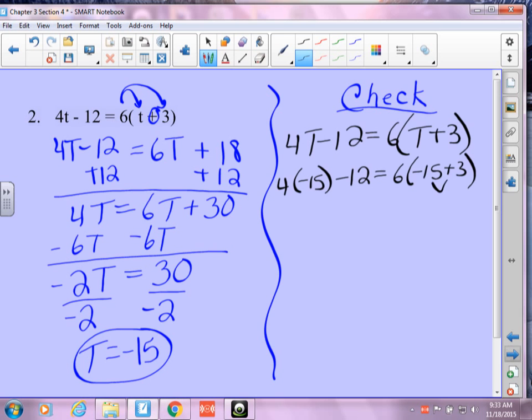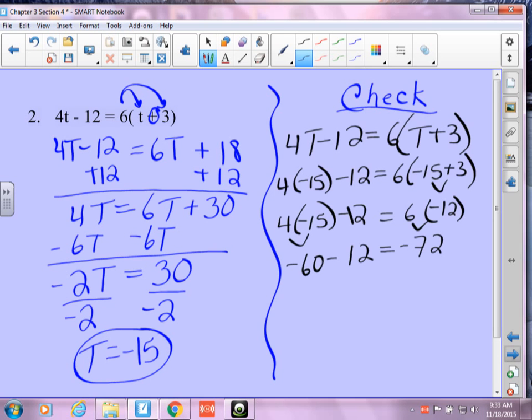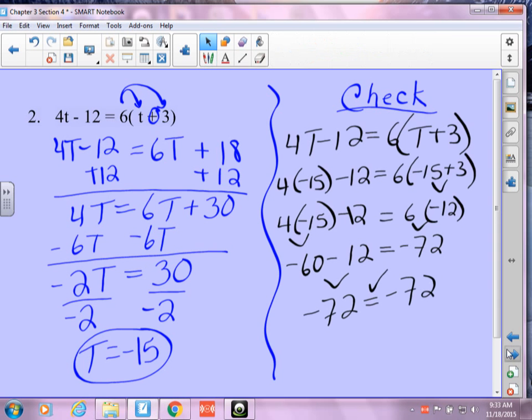Okay, and then this is negative 60 minus 12. Okay, and I can go ahead and do this one too because they're on separate sides of the equal sign. Questions? Okay, let's keep going.